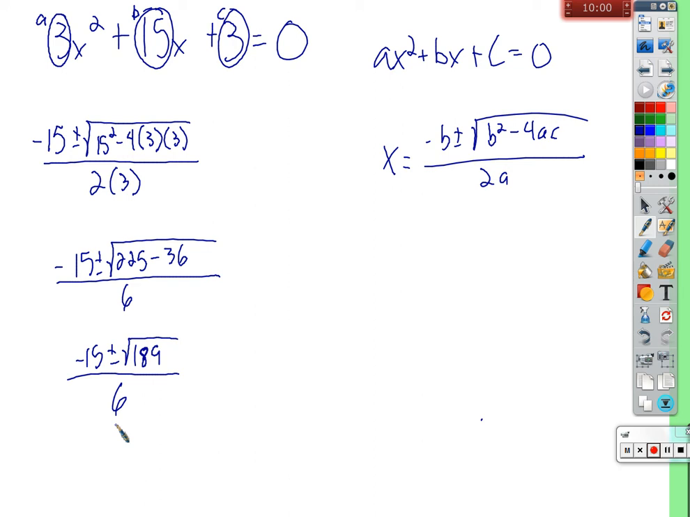This is in a square root, and this isn't. Now, if we took the square root of this number and it was some nice number, like this was the square root of 36, then this would be 6, and then we could start dividing like that. But we can't divide 6 into this square root. That is a fine way to leave your answer. You can also add the square root of 189 to negative 15 and divide the whole thing by 6.